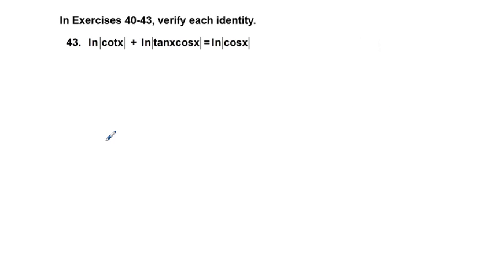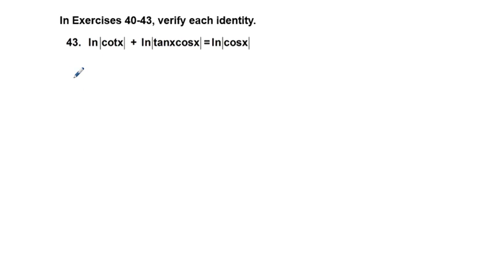Next odd number problem, which is 43. We have the natural logarithm, the absolute value of cotangent x plus the natural logarithm of tangent x cosine x equals the natural logarithm of cosine x. What we're going to do for this one is we're going to take this left side and make it equal the right side. And we're going to use our properties of logarithms. If you add two logarithms together, in this case natural logarithm, it's the same as the logarithm of their product.